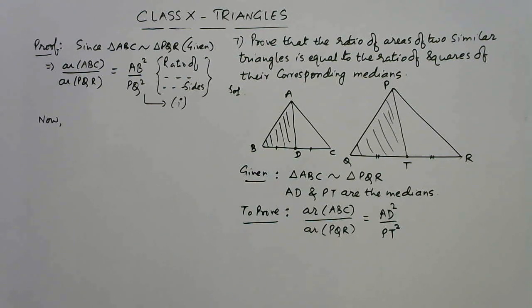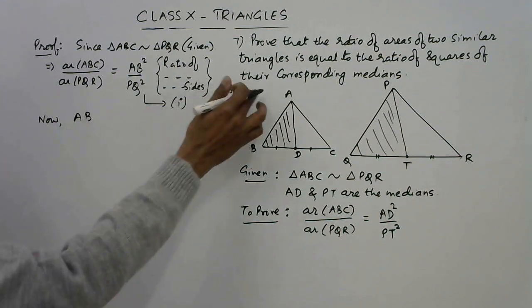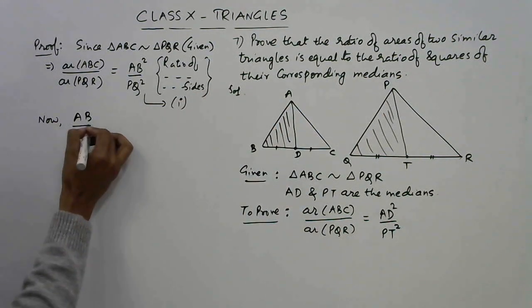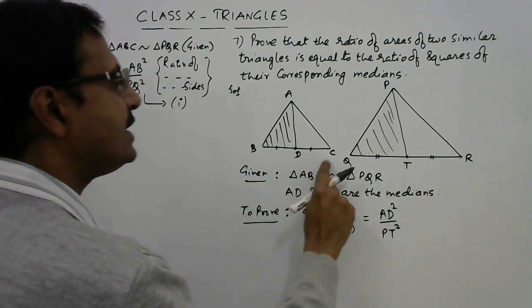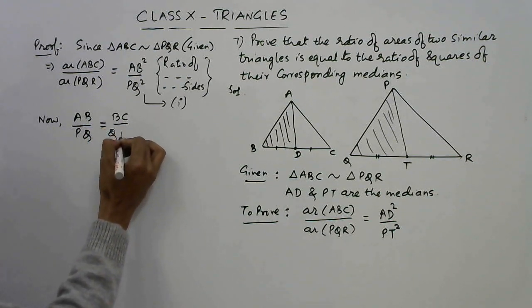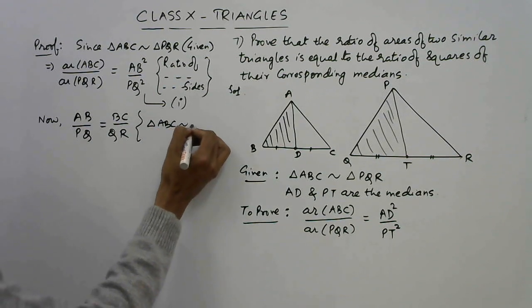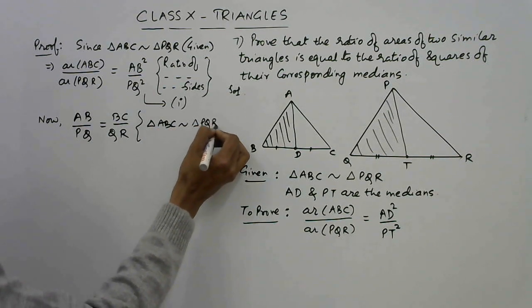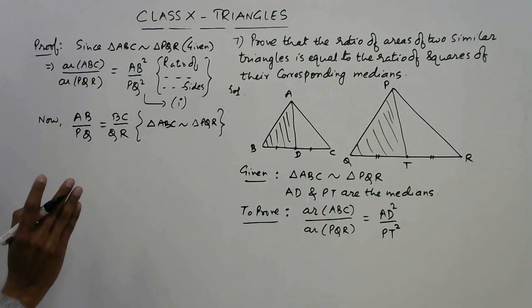Now for proving them similar, what we need to do is the ratio of AB with PQ will be first made equal to the ratio of BC with QR. And why I am doing this? Because triangle ABC is given similar to triangle PQR. So if the two triangles are similar, then the ratio of their corresponding sides is equal.